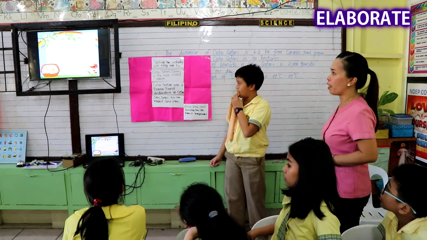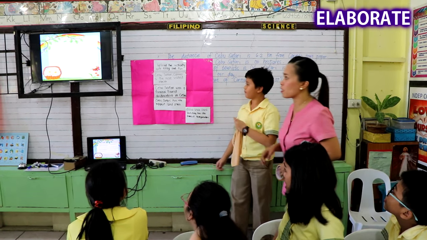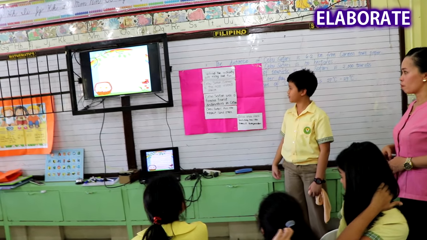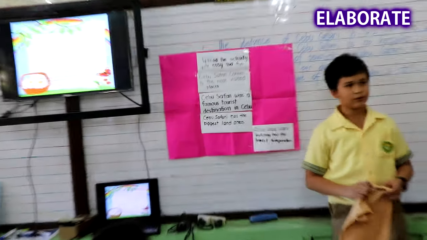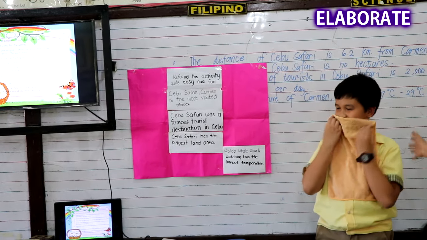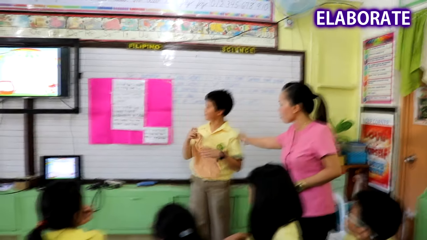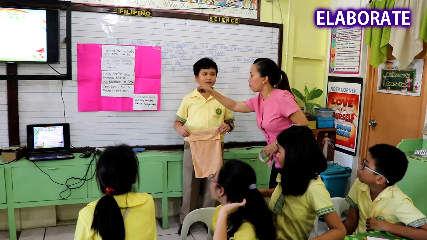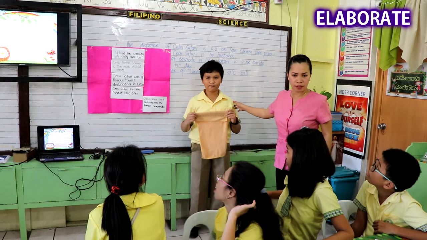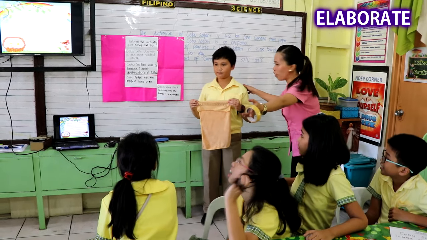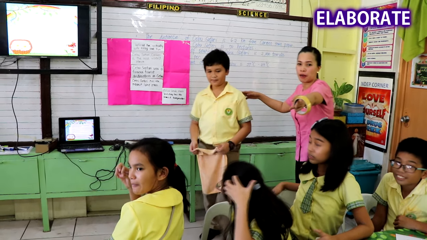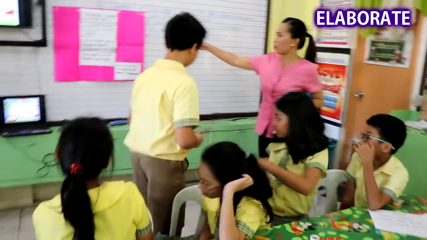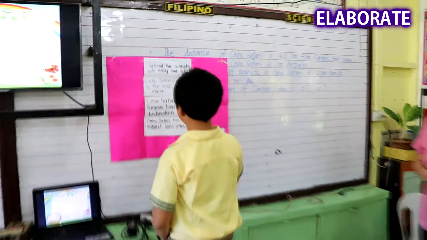Of all places given, which one is the most visited tourist destination? Cebu Safari Carmen is the most visited place. What is the correct answer, Ruben? Cebu Safari Carmen is the most visited place. Is Ruben correct? Yes. Okay, please correct your answer, Ruben. Make it correct. Can we borrow a marker? Yes. Make corrections, Ruben, in your answer.